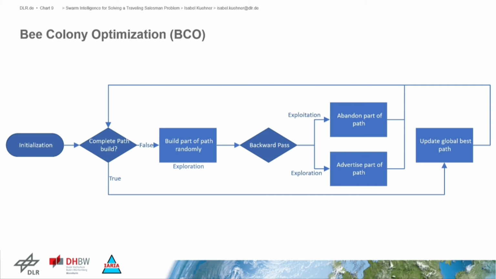And this global best path can also be used in this exploitation step of the backward pass. So if the bee abandons its path, it can not only choose a part of another bee, but also use the global best path to construct its solution. So we have the similarity with the particle swarm optimization that we also remember the global best solution. And as I mentioned there, it's a difference to the ant colony optimization where we remember the whole history.